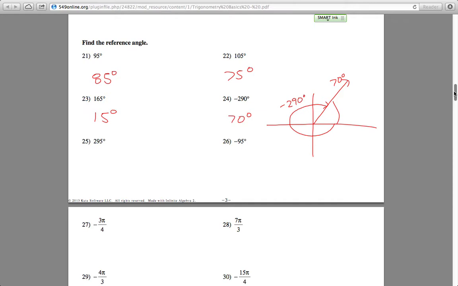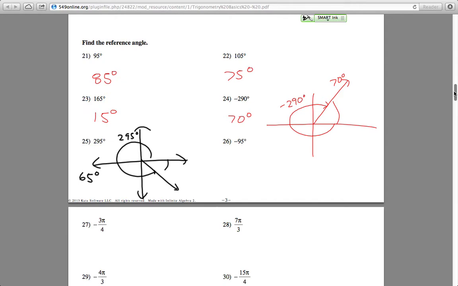Okay? What about 295? How far is that away from the x-axis? 65? You sure? 25. It's from the x-axis. I did it from the y-axis. No, it's always the x-axis. Reference angles are to the x-axis. So 295 is right here, right? So how do you get that? 360 minus 95. 360 minus 95 would be what? 65. 65 degrees. Okay, what about negative 95? 85.